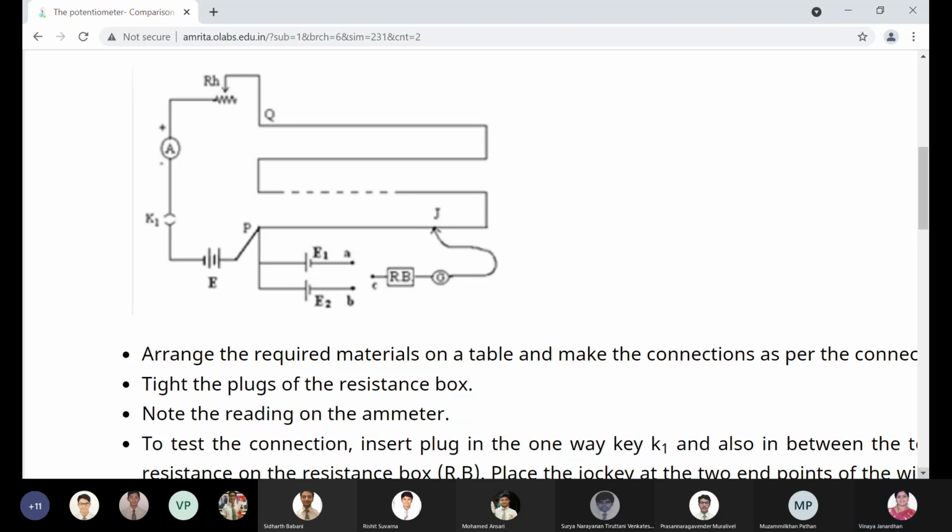So two primary cells, then a high resistance box, galvanometer, jockey. So all these things, looking at the diagram itself, you should know. First start drawing. I think I should not take so much time. With your scale and pencil neatly drawn, no rough diagrams are allowed, boys.